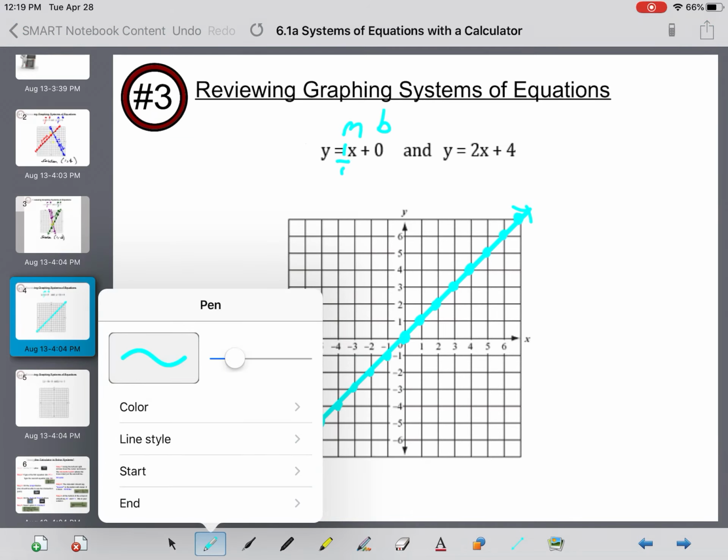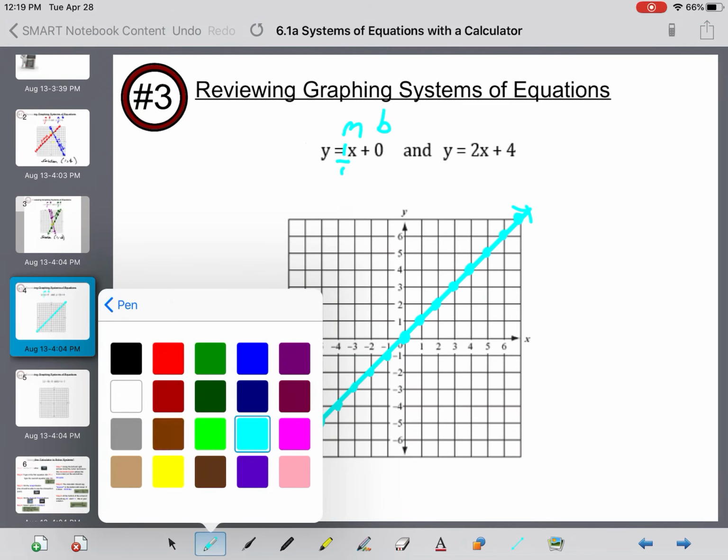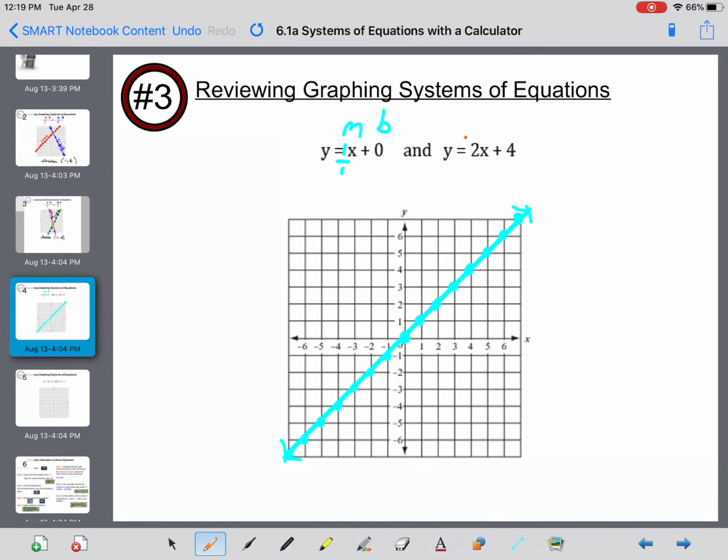Okay, there's our first line. Our second line, and we'll go orange. Our m value is 2 over 1, and our b value is positive 4. So put a point at positive 4 on the y-axis, and our slope says to go up 2 and to the right 1 each time. When you run out of room, you go down and to the left.